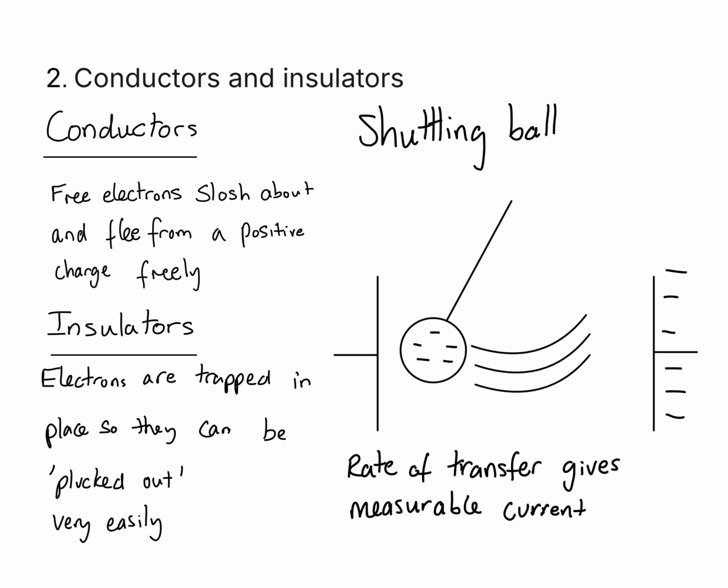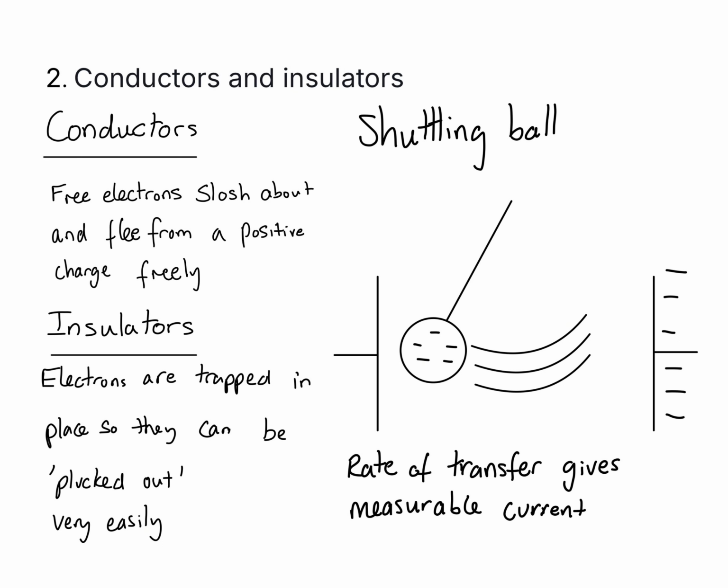Whether you can charge something this way depends on the material. In a conductor, the electrons are free. They slosh about and flee from a positive charge instantly, so charge redistributes itself immediately. In an insulator, however, the electrons are stuck in place, which means you can pluck them out individually. That's why you charge a balloon or a plastic rod, not a metal one.